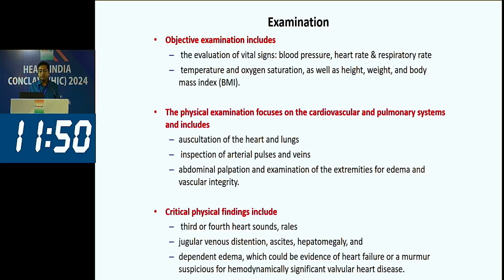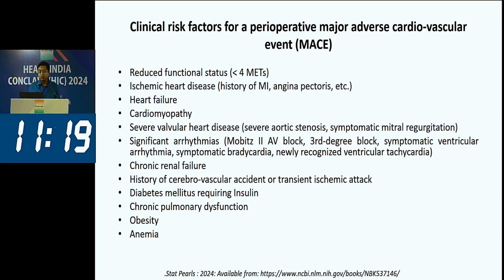For objective examination, this includes vital signs, obviously blood pressure, heart rate, respiratory rate, temperature and oxygen saturation, height, weight, body mass index. Physical examination includes auscultation of heart and lungs, inspection of the pulses and abdomen, and also extremities for edema and vascular integrity. Third is the specific clinical examination of third or fourth heart sounds, rales, JVP distension, ascites, hepatomegaly, dependent edema or any valvular murmur.